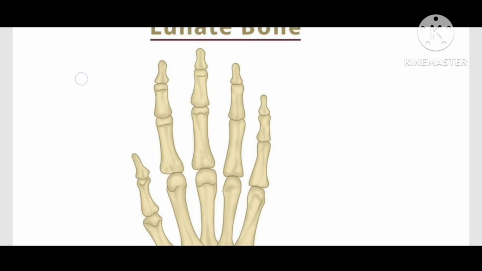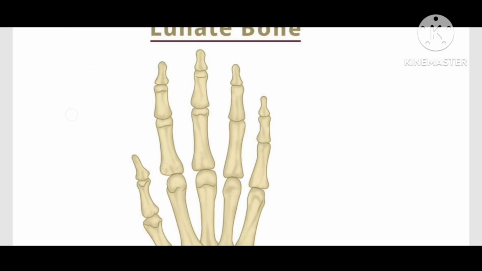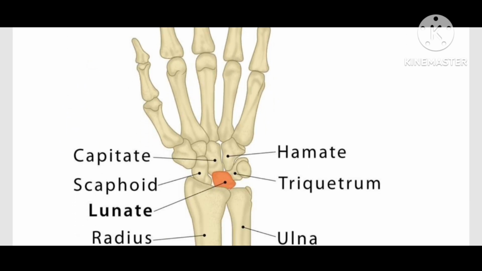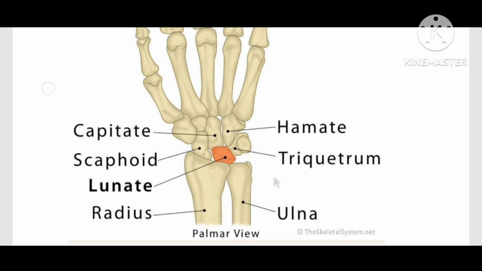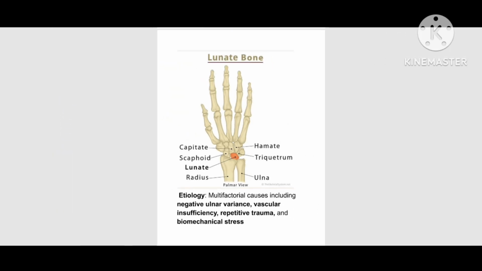So this is a diagram of the bones of the hand. Here is the lunate bone. This is the lunate bone. You can see here.